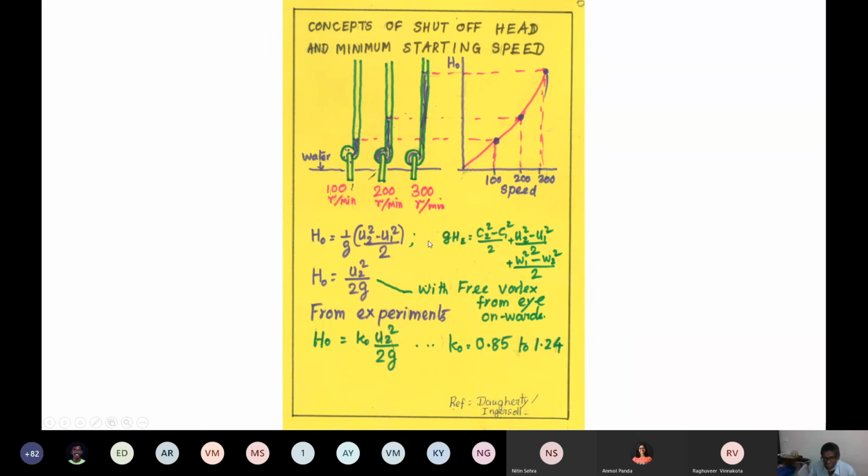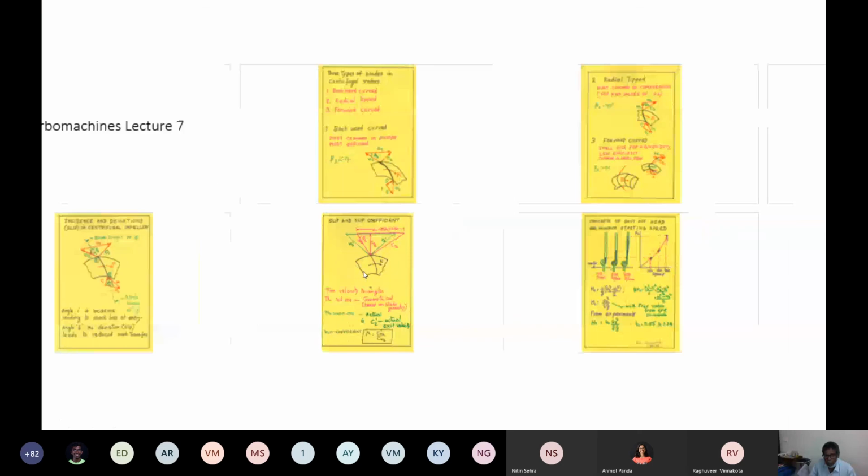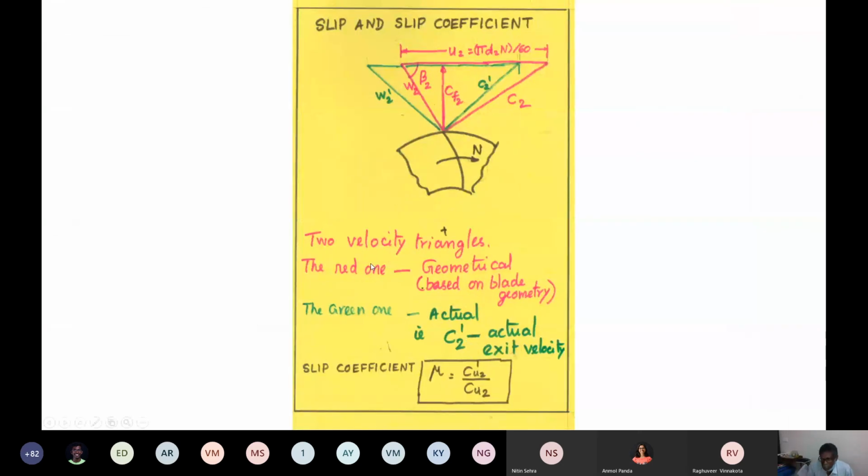Any doubt in this, especially the idea of slip and all those things? Sir, I have a doubt in slip, sir. Tell me. How does increasing number of blades essentially reduce slip? I understand the triangles part, sir, but then how does? Suppose I have another blade very close to this. The flow comes with respect to that. It will just go out.